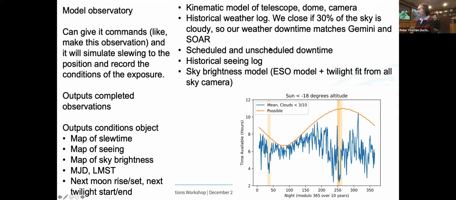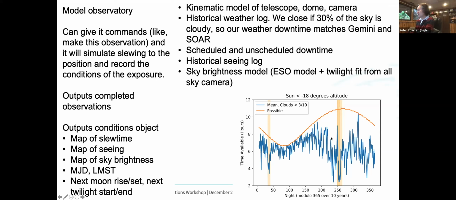We have scheduled and unscheduled downtime. We have a historical seeing log, so we record the atmospheric seeing as if we were really running. We have a sky brightness model that we got from ESO, plus we used a twilight fit from an all-sky camera that was at the Rubin site.